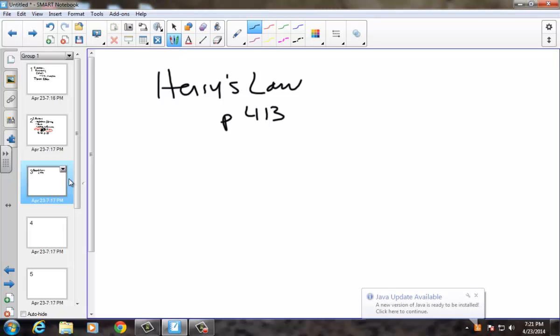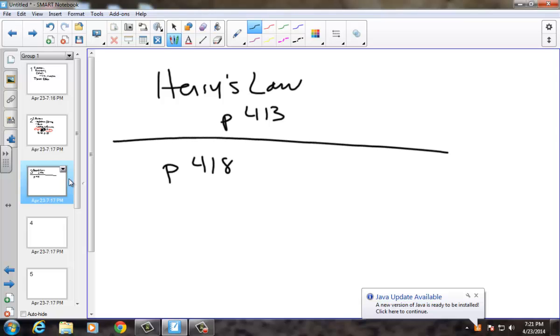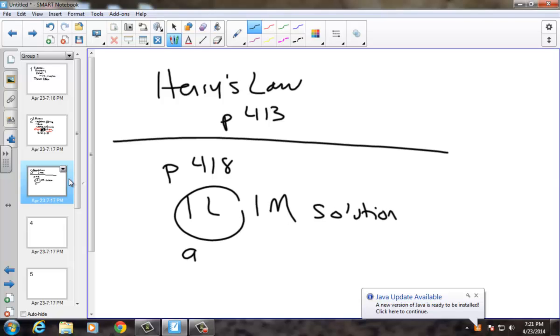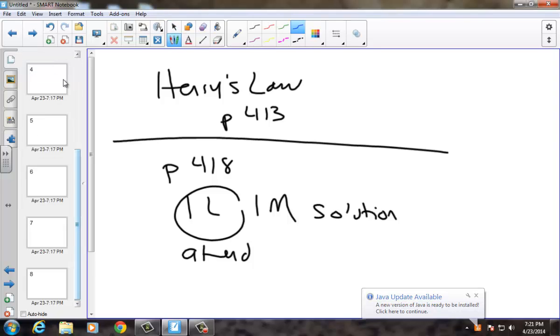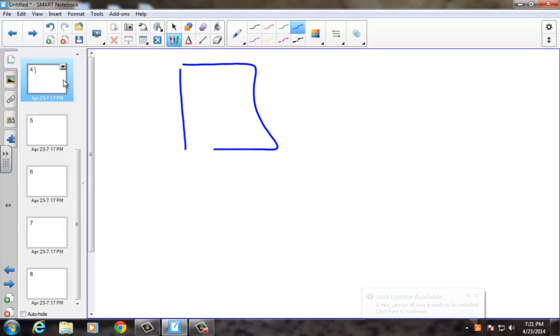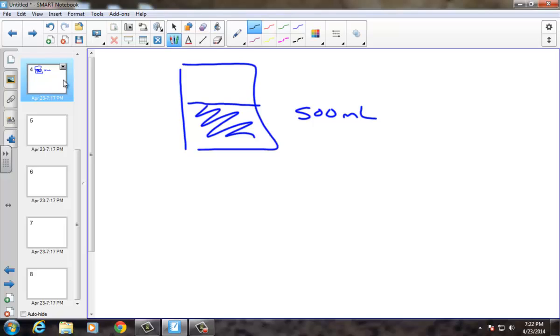You should know the steps on page 418 on how to make a solution of a given molarity. So remember, if I want 1 liter of a 1 molar solution, that means I want 1 liter at the end, right? So I can't pour in 1 liter of solvent. I want to make 1 liter, so I should pour in maybe half or so. So let's say 500 milliliters, right? Then I pour in the correct amount of my solute.